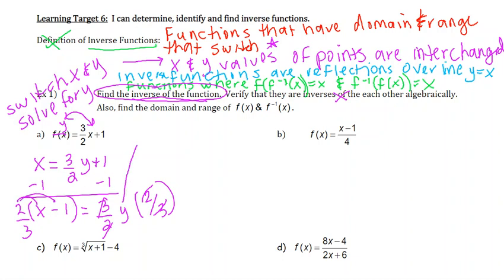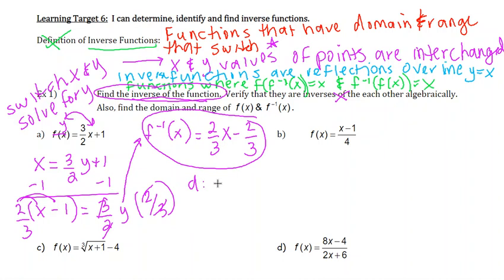But what I want you to know is that it's not really what y equals. It's called the inverse. And the inverse notation is f with this little -1 of x. So f inverse of x is 2/3 x minus 2/3. I want you to notice here that that is a line. That's the answer of finding the inverse.